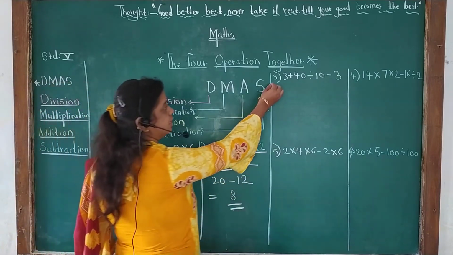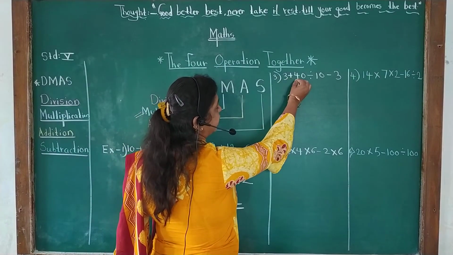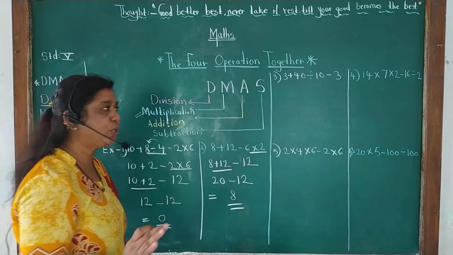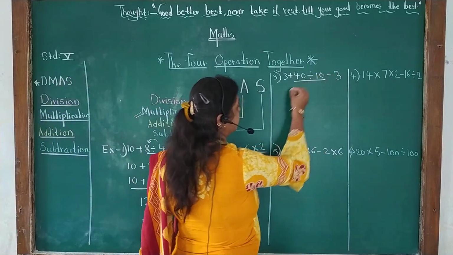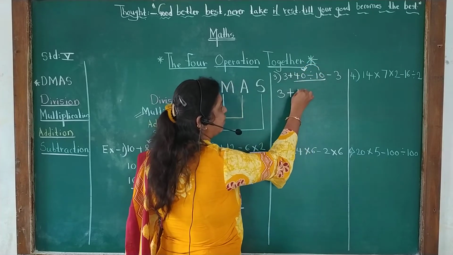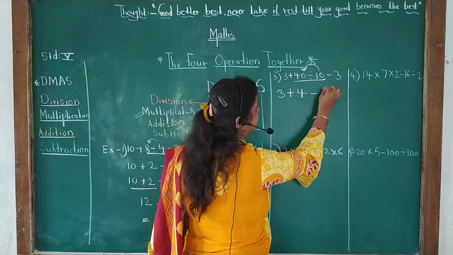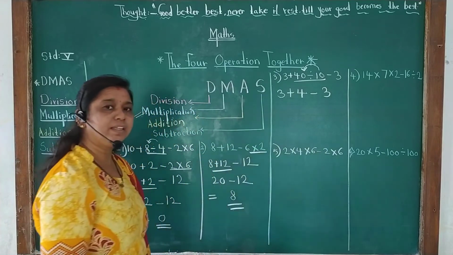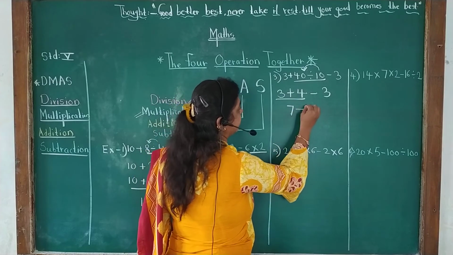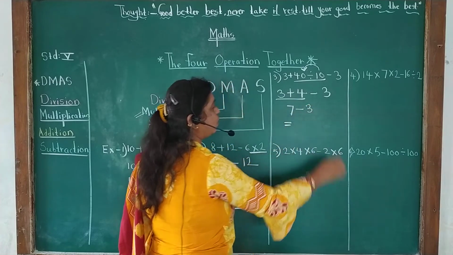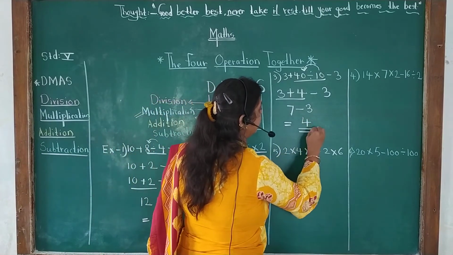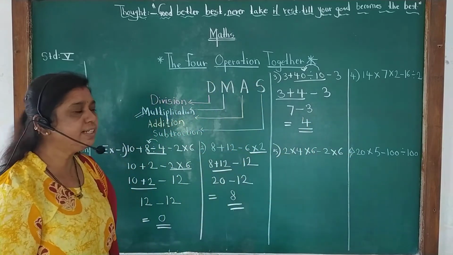See, question number three: 3 plus 40 divided by 10 minus 3. Now you understood which operation you have to do first, that is division. So 3 plus, in the table of 10, 10 4s are 40, so 4 is the answer, minus 3. Then you have to do addition. 4 plus 3 is 7. 7 minus 3. What is 7 minus 3? It is 4. So the answer is 4. Understood?